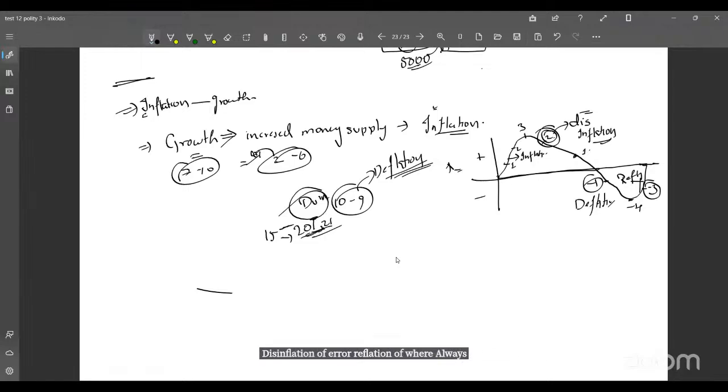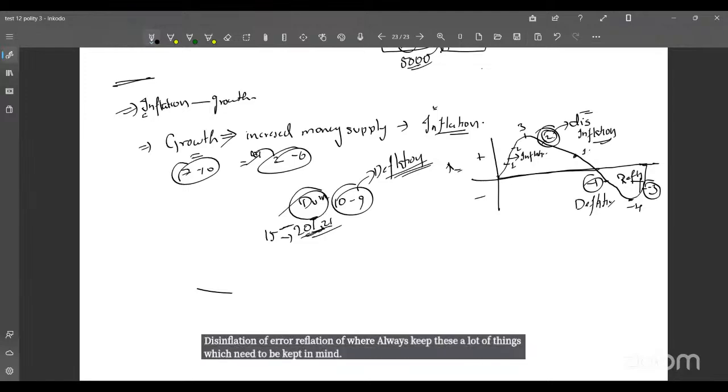So these are all the things which need to be kept in mind.